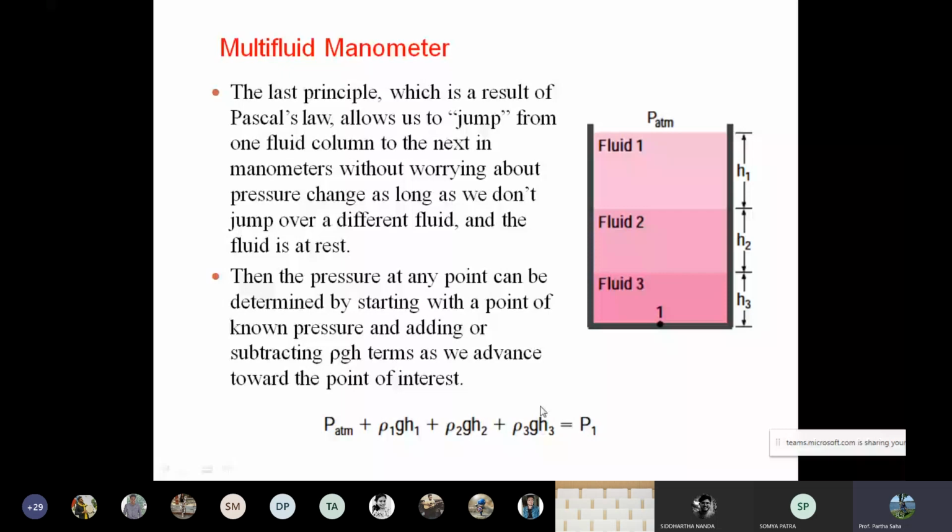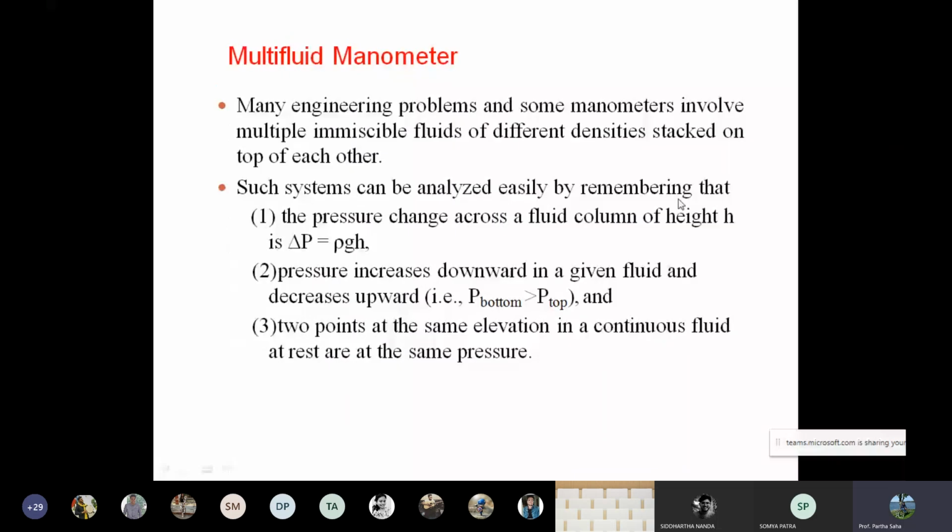Right. So let's look into this system. Such a system can be analyzed easily by remembering that the pressure change across a fluid column of height h is rho g h. So pressure increases downward in a given fluid, or decreases upward, right? Because as you move from top to bottom, pressure is increasing, and as you move from bottom to top, pressure is decreasing, because the pressure is maximum at the bottom and minimum at the top. And two points at the same elevation in a continuous fluid at rest are at the same pressure. That is due to hydrostatic equilibrium.